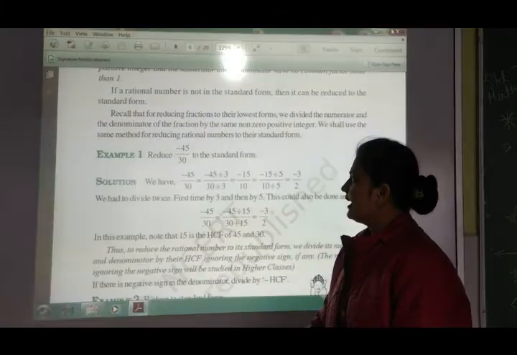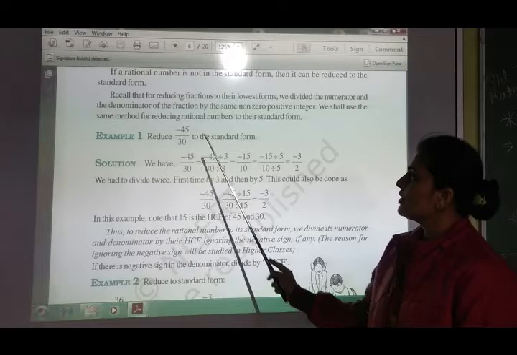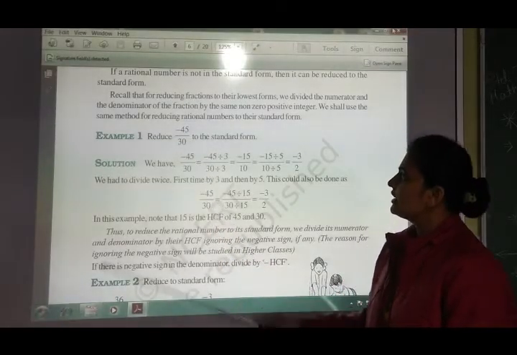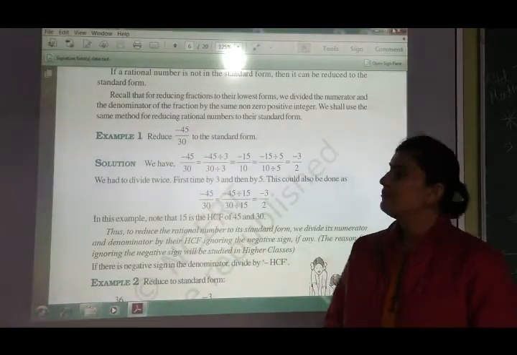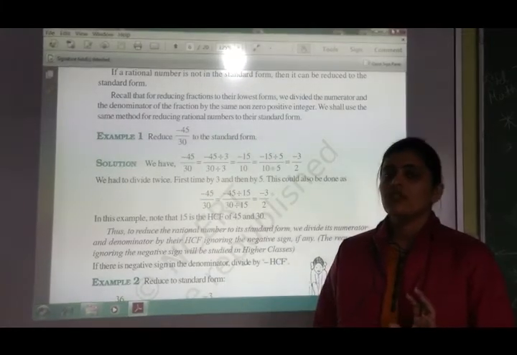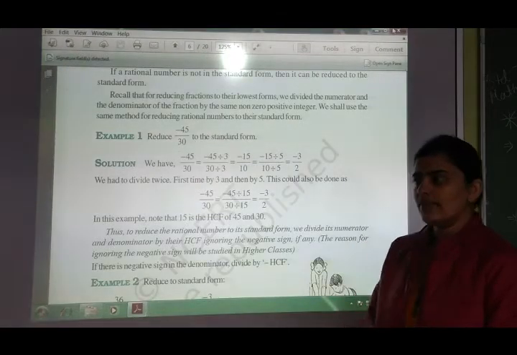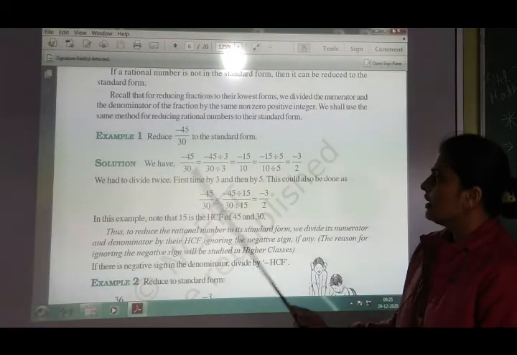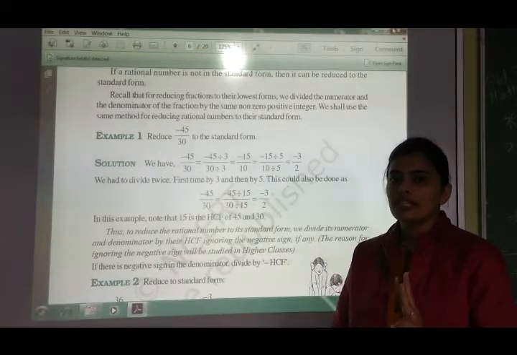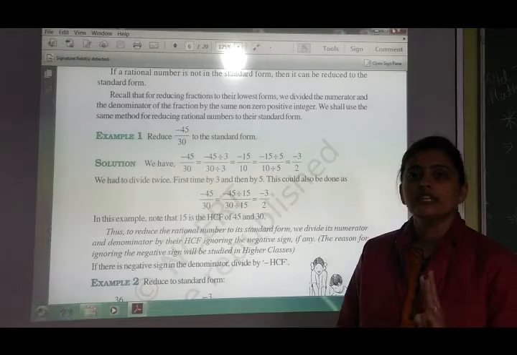Example 1. Reduce minus 45 by 30 to the standard form. Here you can see minus 45 and 30. Both can be divided by 3 because the common factor is 3. If their common factor was only 1, then they were already in the standard form. But here we have common factor 3. That means we can divide both minus 45 and 30 by 3.